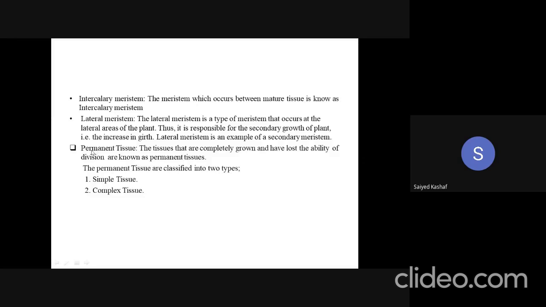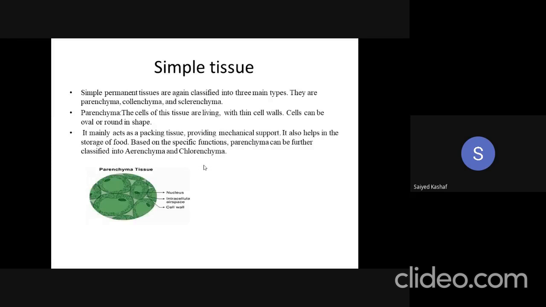Now we will discuss the permanent tissue. These tissues are completely grown up and have lost their ability to divide further. So they generally don't divide. They are now mature enough. So these permanent tissues are classified into two types, that is simple tissue and complex tissue.